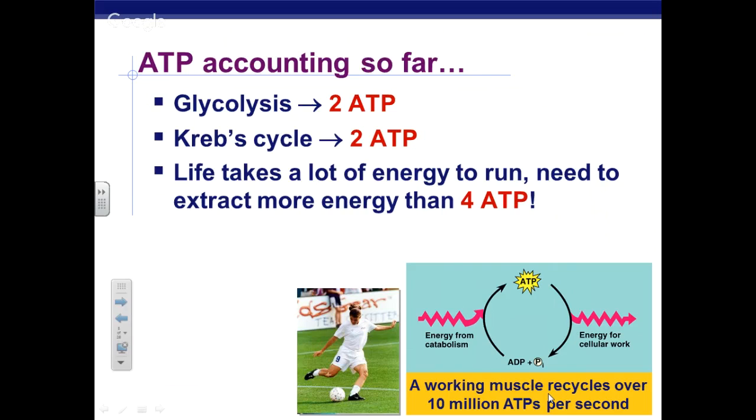10 million ATPs. No, that game is part of the point if we're including glycolysis. Millions and millions of times a second. Alright. So your muscles need over 10 million ATPs per second. You can't make that many using just 4.